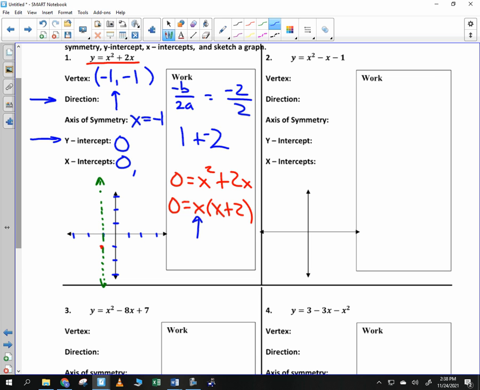0. And what would you plug in to make 0 there? Negative 2. So what that means is it crosses the x-axis at 0 and at negative 2. That's our graph.